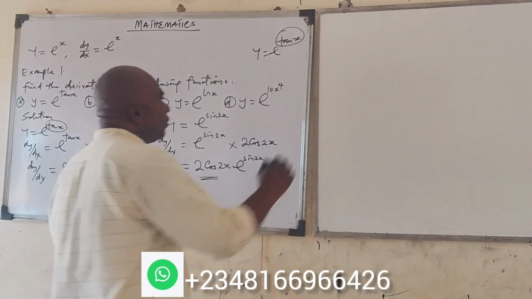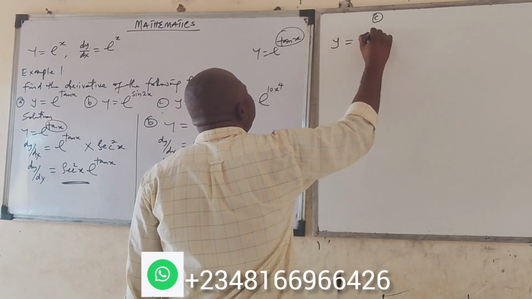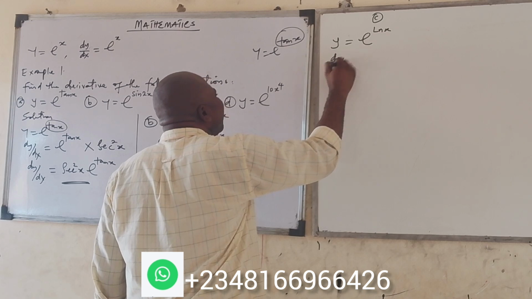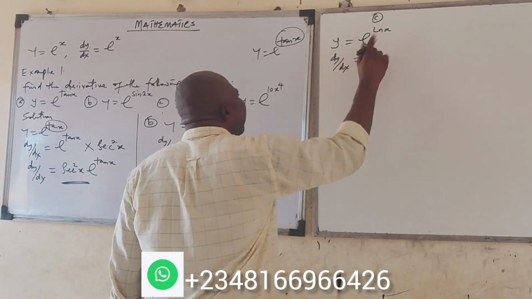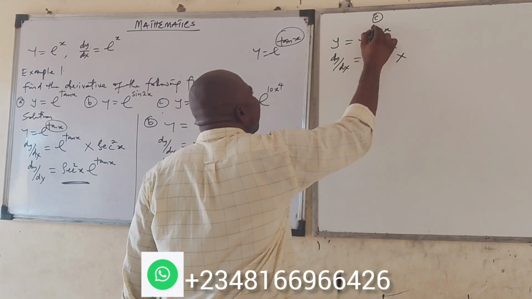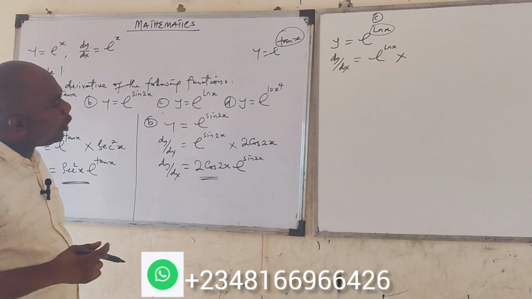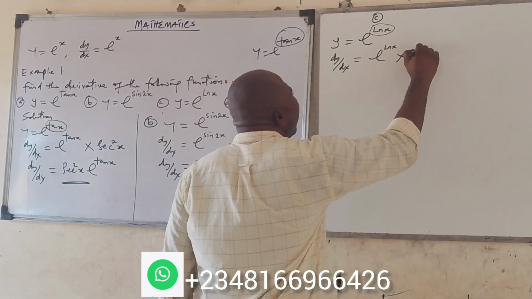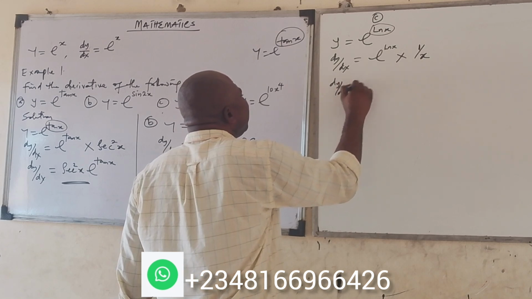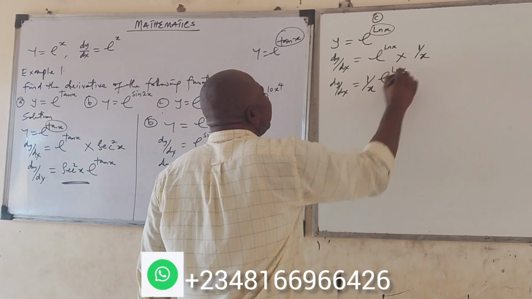Now let's see question C. We have y is equal to e raised to the power of ln x. Now dy/dx, when you differentiate e power ln x, it gives you e raised to the power of ln x. Then you multiply it by the derivative of this function, where ln x is actually taking the position of x. So when you differentiate ln x, it gives you 1 over x. So it means dy/dx will be equal to 1 over x, then e raised to the power of ln x.